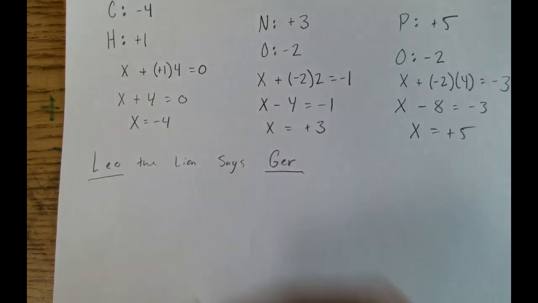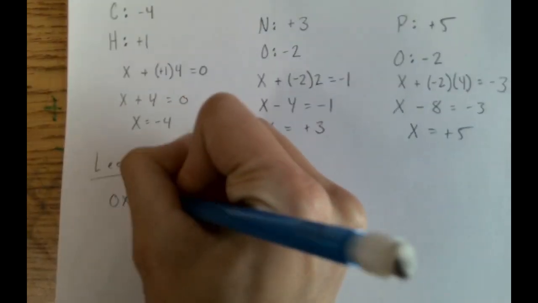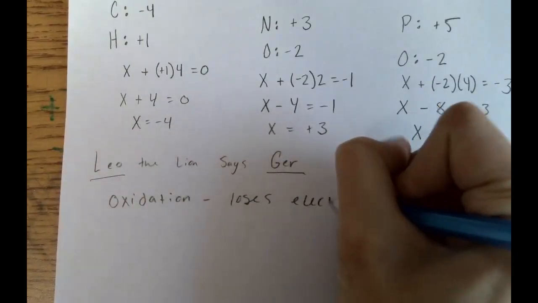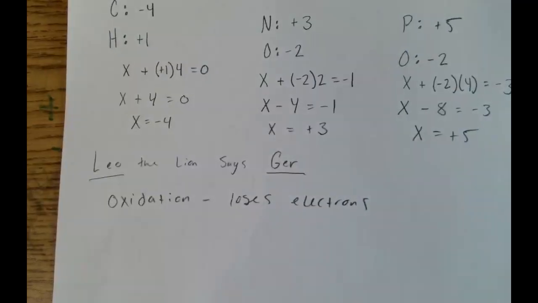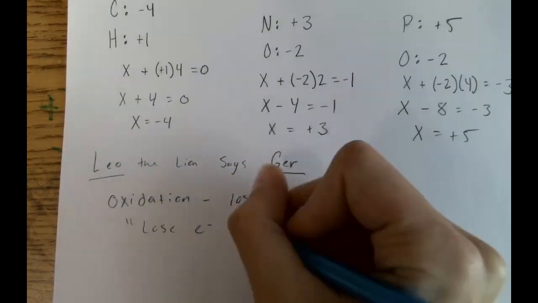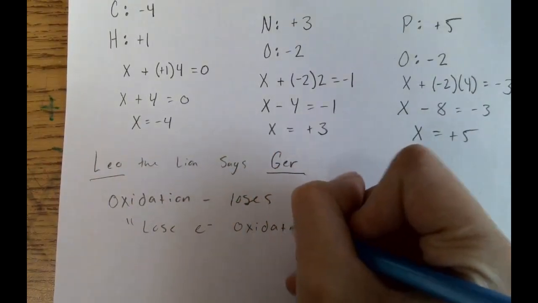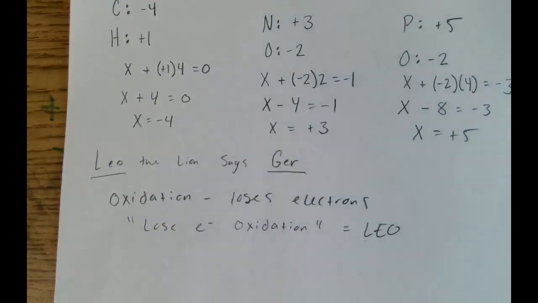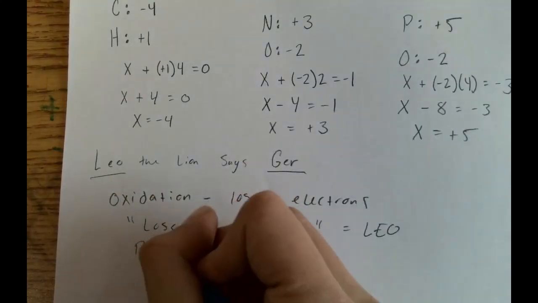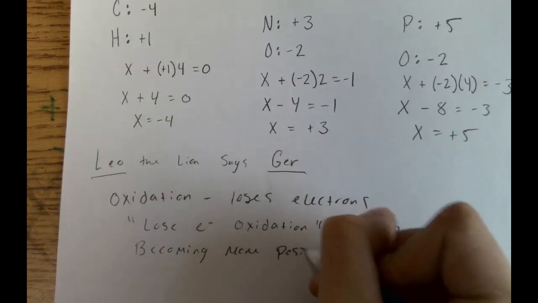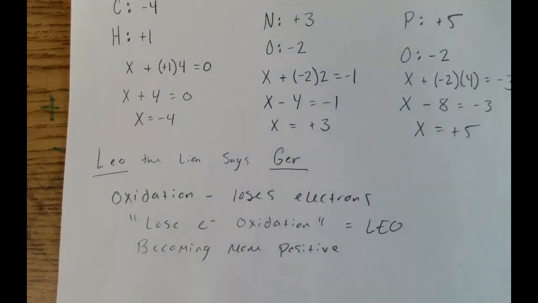The reason for that is oxidation is when a species loses electrons during a chemical reaction. So what that means is lose electron oxidation. When you lose electrons, you are becoming more positive. So you might want to make a special note. That means you're becoming more positive because electrons are negative. So when you lose negativity, you become more positive.